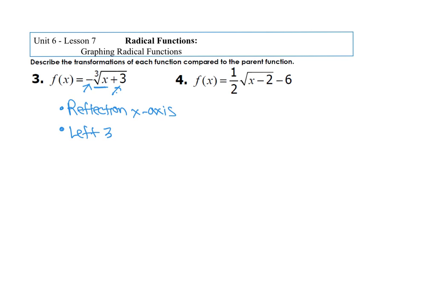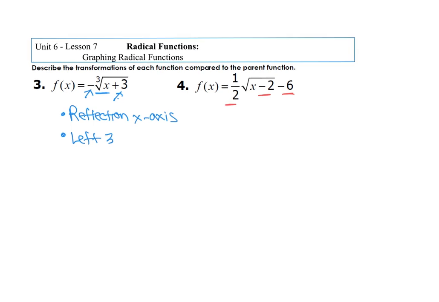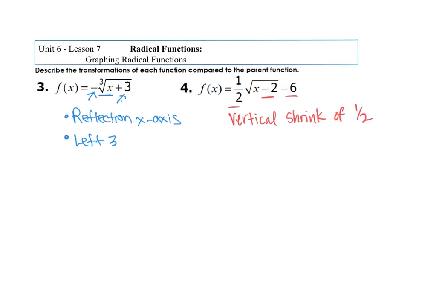And then number 4, 1/2 times the square root of x minus 2 minus 6. So 1/2 is extra, minus 2, and minus 6. We have 3 transformations. The 1/2 is in the A position. A is a stretch or a shrink. 1/2 is smaller than 1, so it's a vertical shrink of 1/2. Now the minus 2, it's with the x, sneaky x, so it's going to do the opposite. It's going right 2. Minus 6 is the y. Y's aren't sneaky, so it's going down 6.